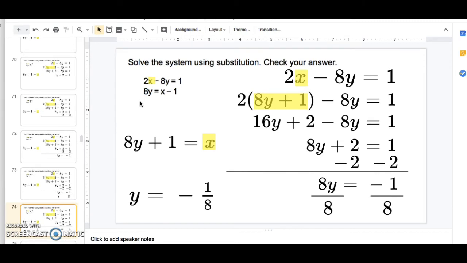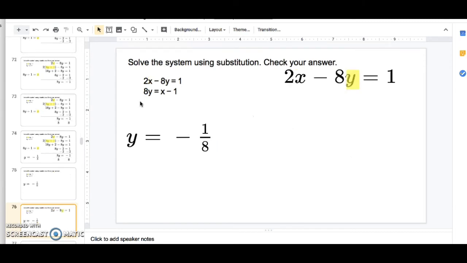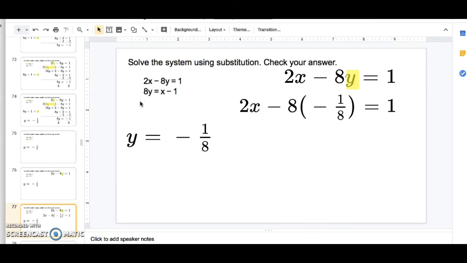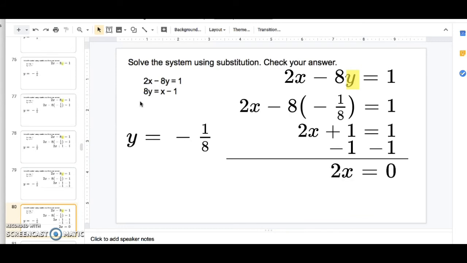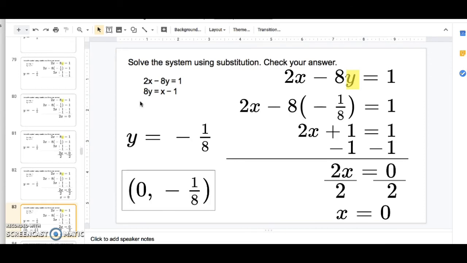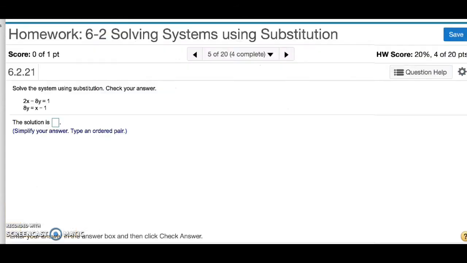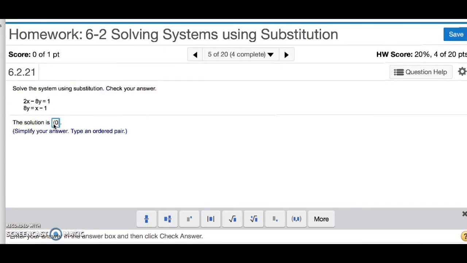Okay, so now to find x, I need to substitute that into my top equation, or I could substitute it back into the other one, it doesn't matter. So I'm going to replace the y with negative 1 over 8. Negative 8 times negative 1 over 8 would be positive 1. Subtract 1 on both sides, I'll have 2x equals 0. Divide both sides by 2, and x equals 0. So then my coordinate is going to be 0 and negative 1 over 8. So let's put that in. We have 0 and negative 1 over 8.